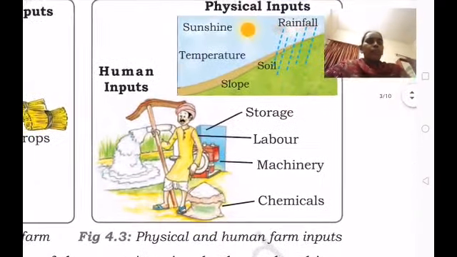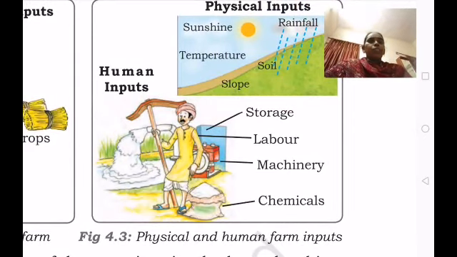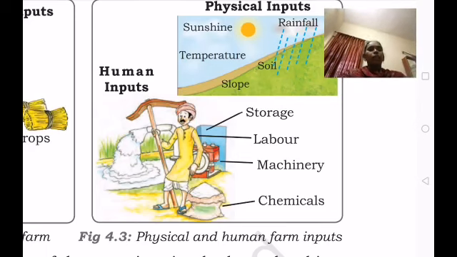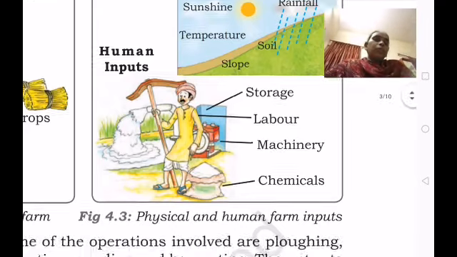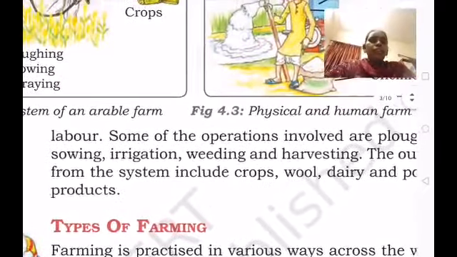In the same way, there are physical and human inputs. Physical inputs: if there is no sunshine, no rainfall, no temperature, soil and slope, it is not possible to grow good crops. The human inputs, what man should do: storage, labor, machinery, chemicals. He has to store, do the labor work, and use machines and chemicals.